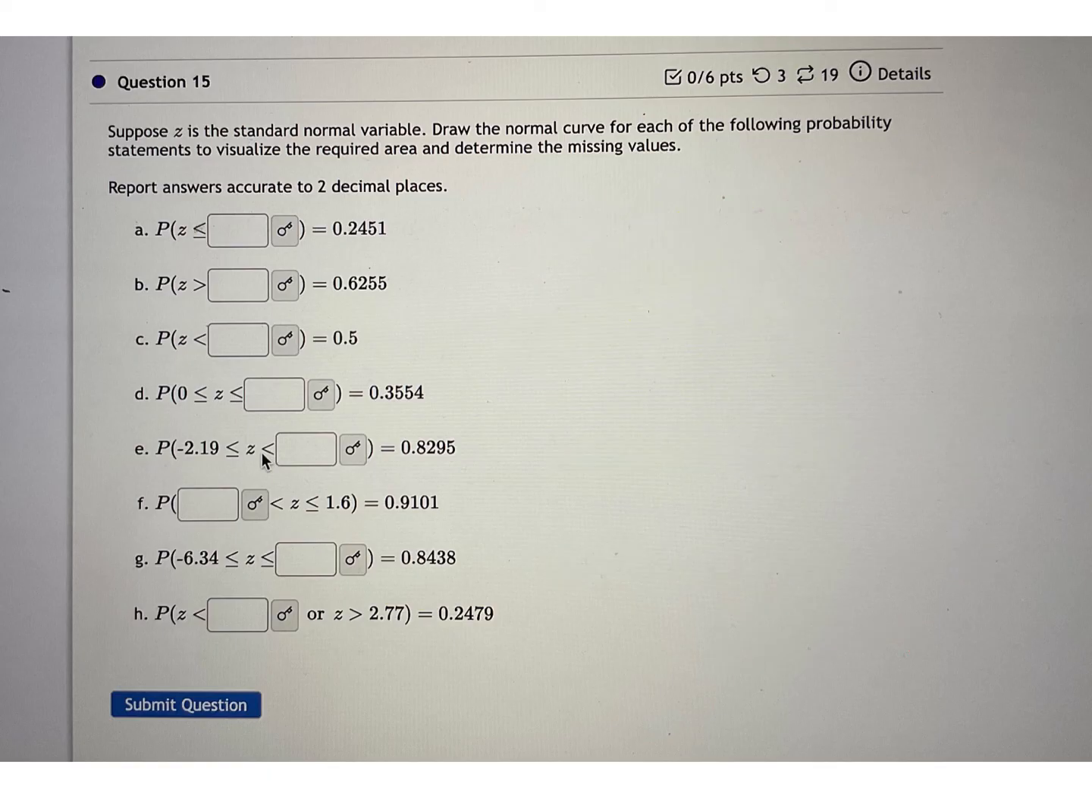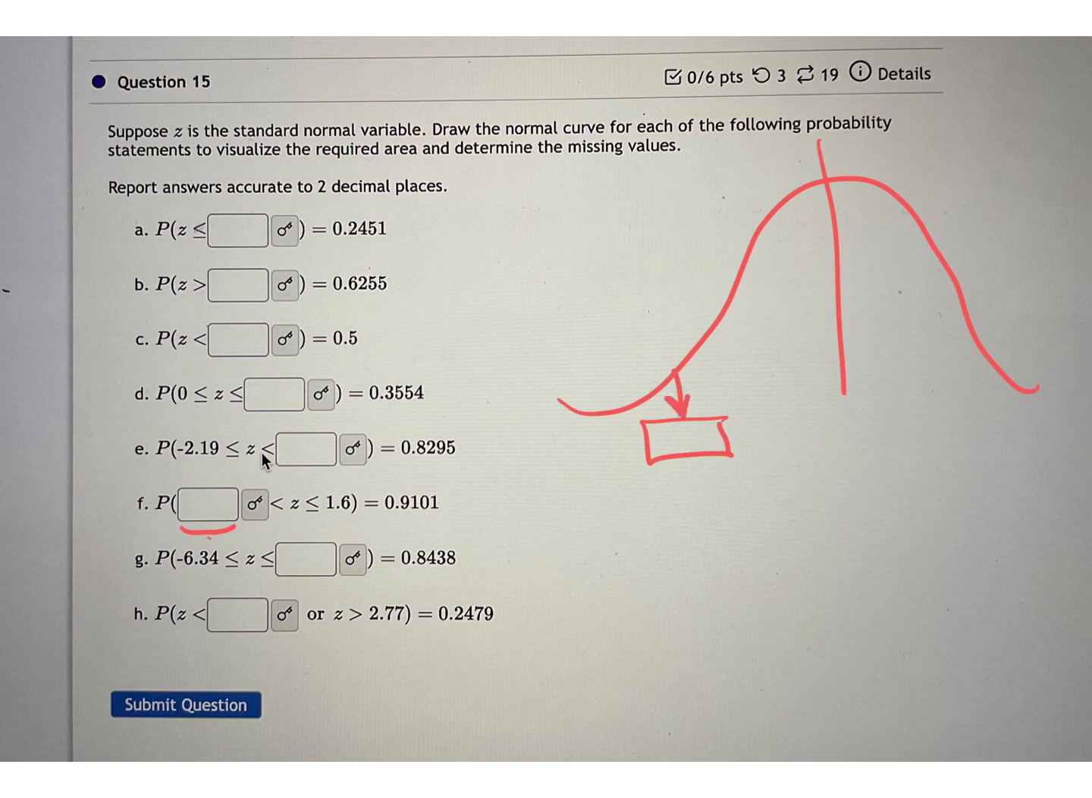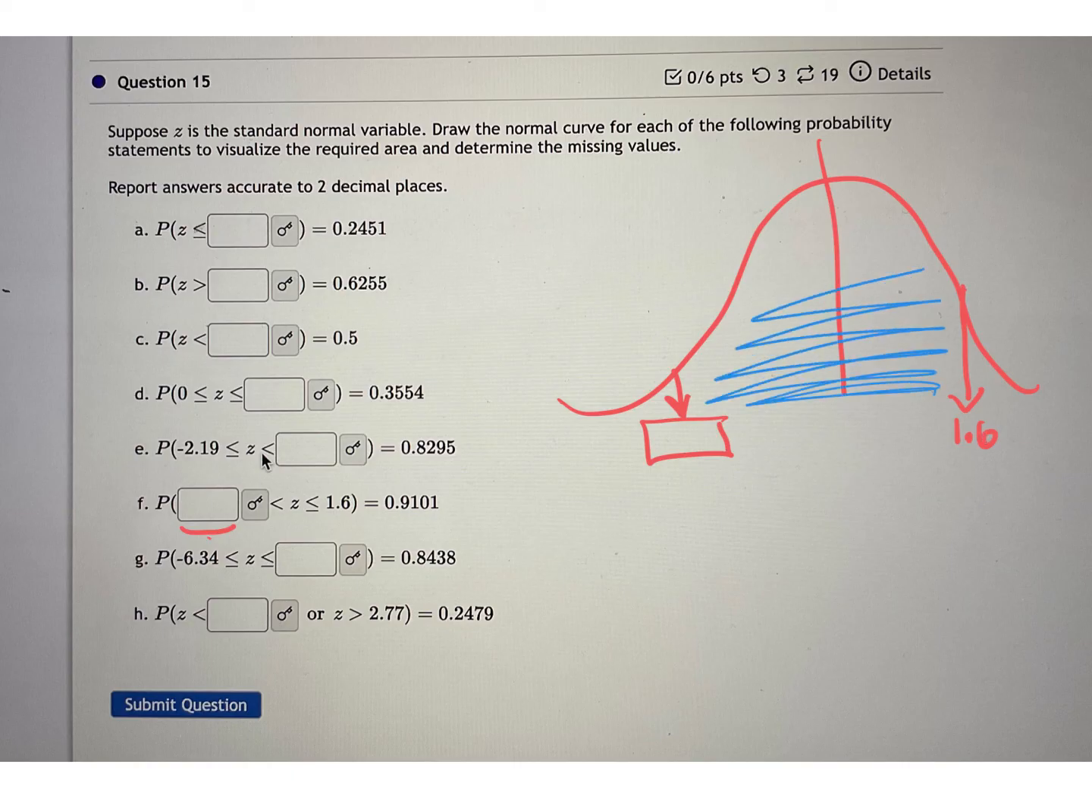Let's move on to F. So this picture says some cutoff we're looking for, and Z is between that and 1.6. So some cutoff down here that we're looking for, between that and 1.6 up here, and all that area in the middle here is 0.9101.